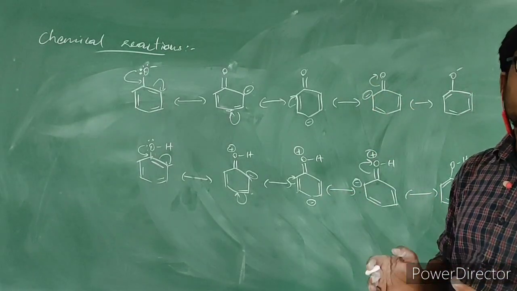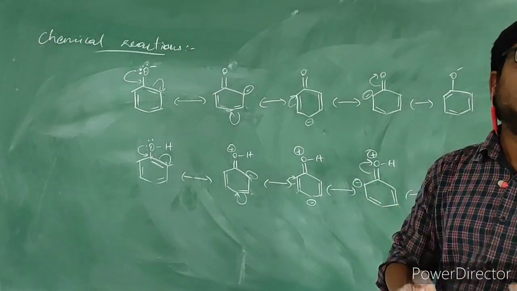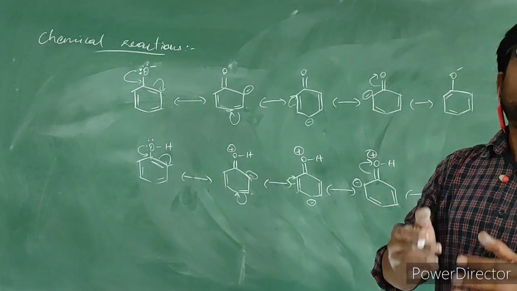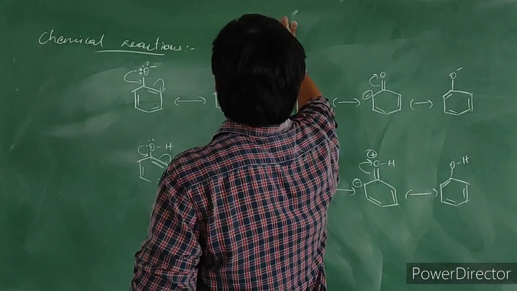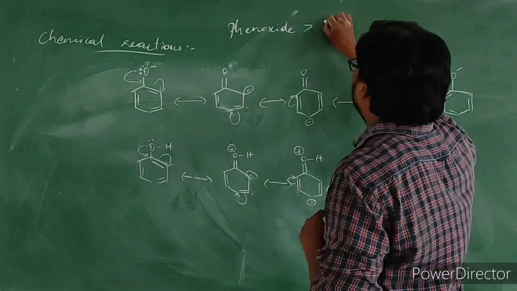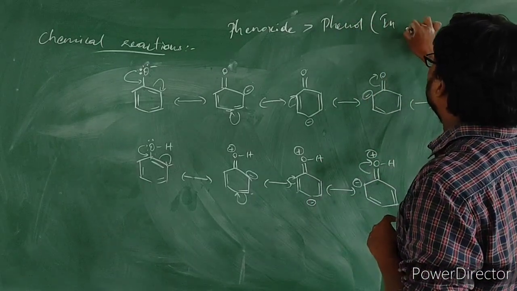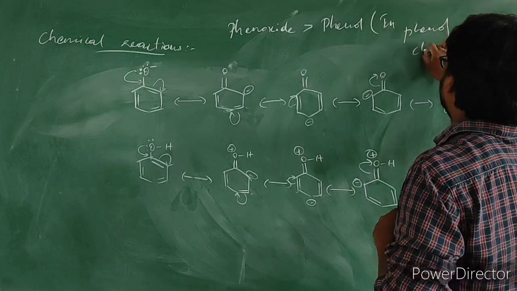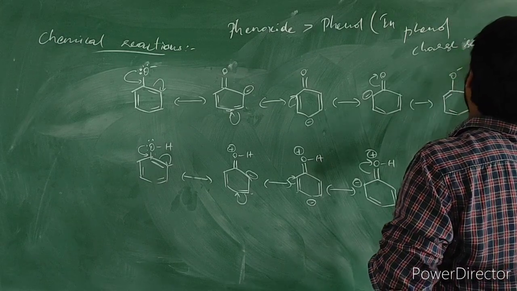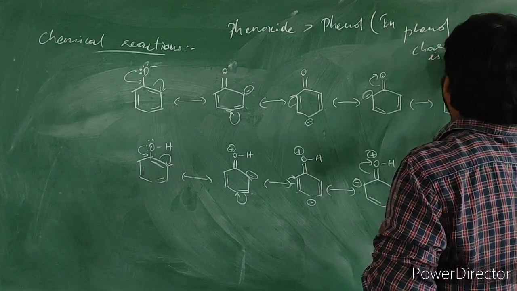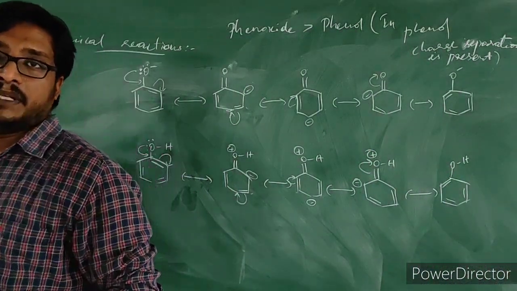Due to the presence of charge separation in the resonating structures of phenol, phenol is less acidic, phenol is less stable when compared with phenoxide ion. Okay, keep this in mind. Phenoxide ion is more stable when compared with phenol. The reason is that in phenol charge separation is present. Okay, keep this in mind. Please take this.